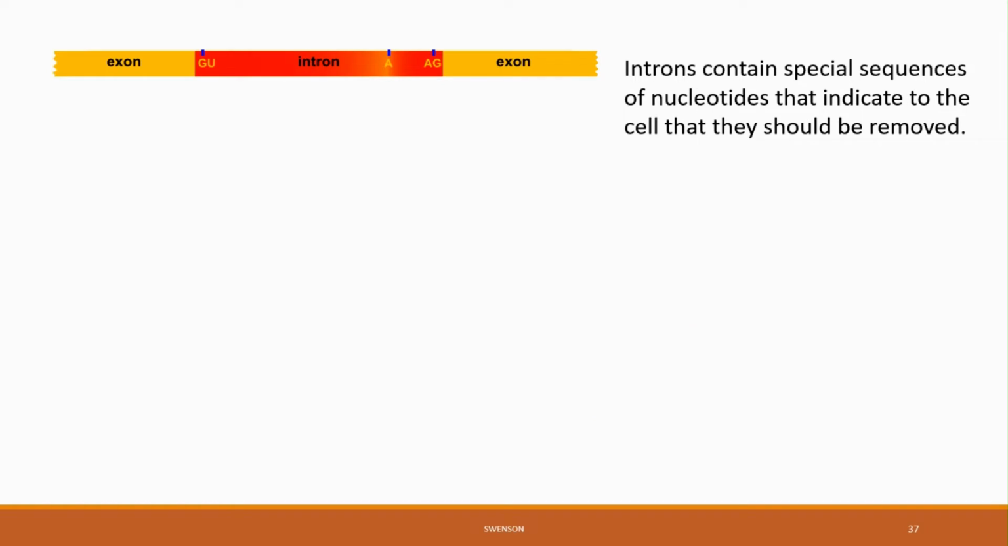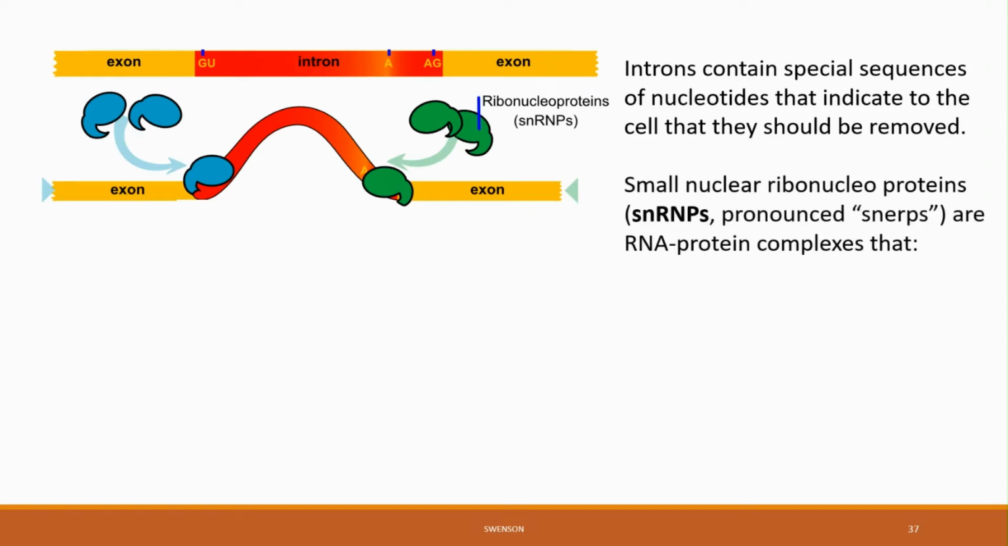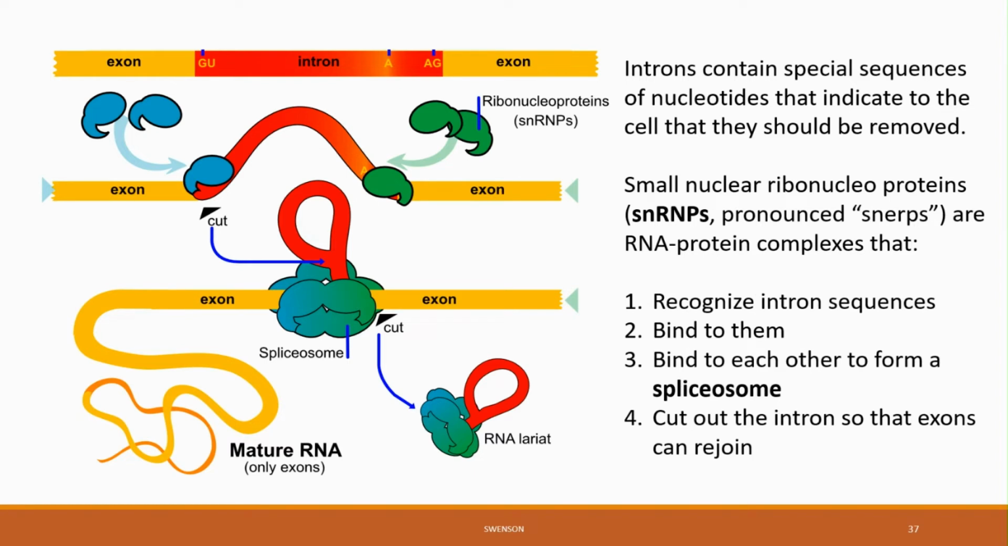So here we have introns that contain special sequences of nucleotides that indicate to the cell that they should be removed. Small nuclear ribonucleoproteins called snRNPs, pronounced snurps, are RNA protein complexes that recognize intron sequences, bind to them, bind to each other to form a spliceosome, and cut out the intron so that exons can rejoin.